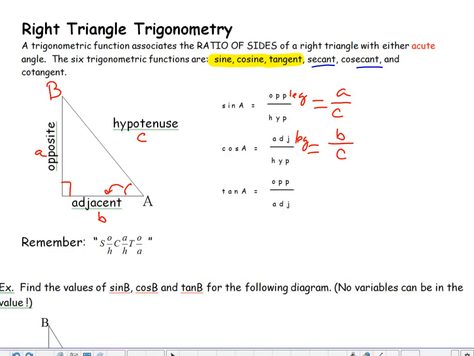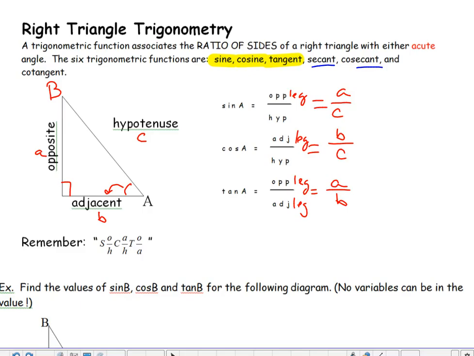And lastly, the tangent of angle A. So the tangent of angle A is the opposite leg divided by the adjacent leg. And shouldn't that be little a, which is the opposite of angle A, over little b, which is the adjacent side? So that's the tangent. And so the definitions of sine, cosine, and tangent are opposite leg over hypotenuse, adjacent leg over hypotenuse, and opposite leg over adjacent leg.